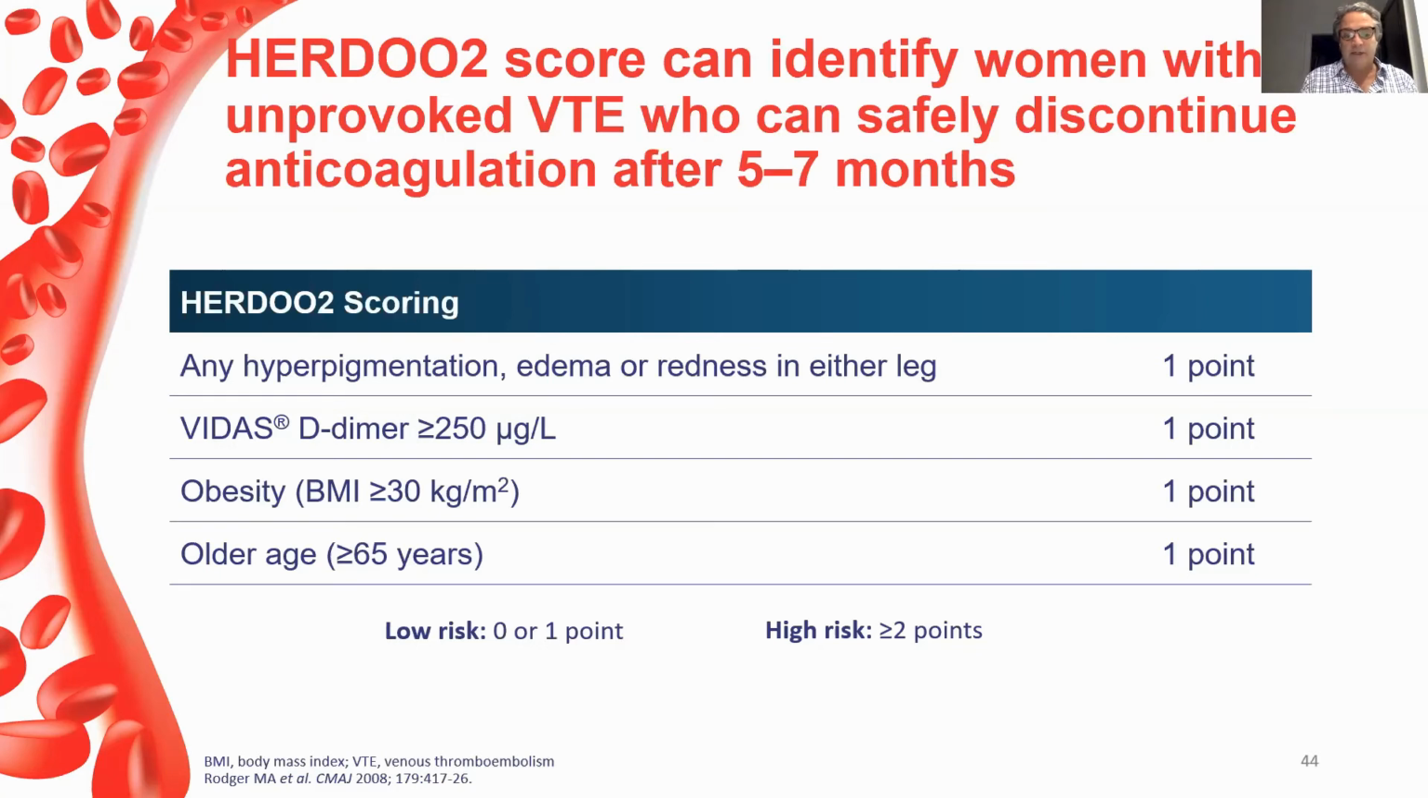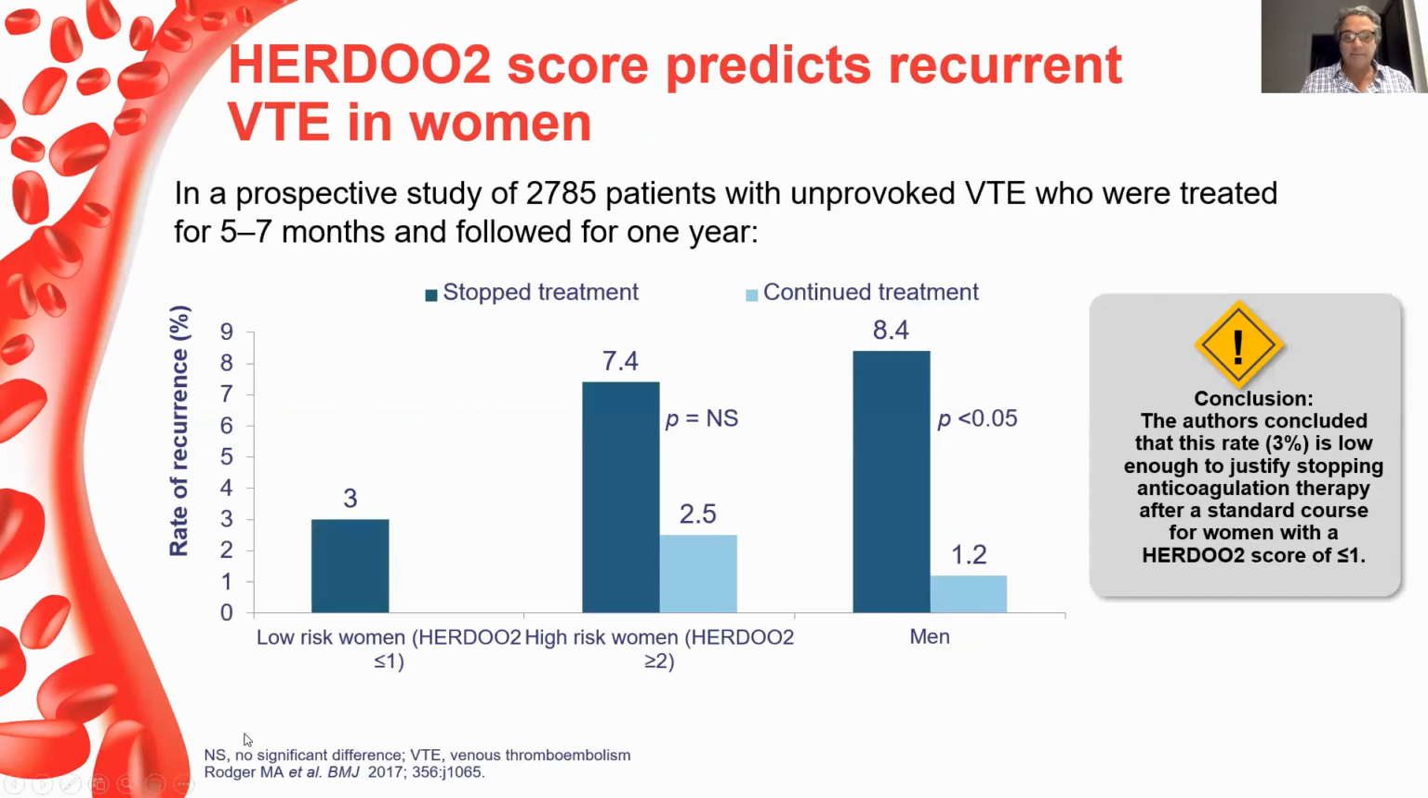But I also want you to note, if your patient is obese and over the age of 65, they automatically have 2 points. You don't have to do a D-dimer because they will be treated indefinitely. So that's a big pearl. If you have a female that's 65 or older and she's obese, she needs to be treated ongoing, and she should not be stopping therapy.